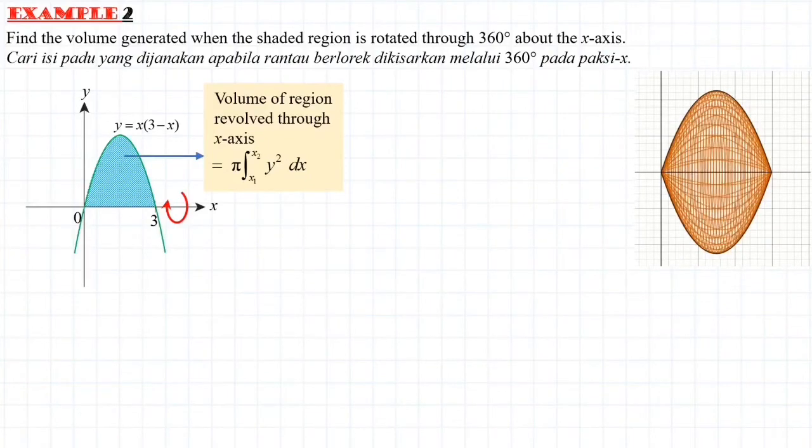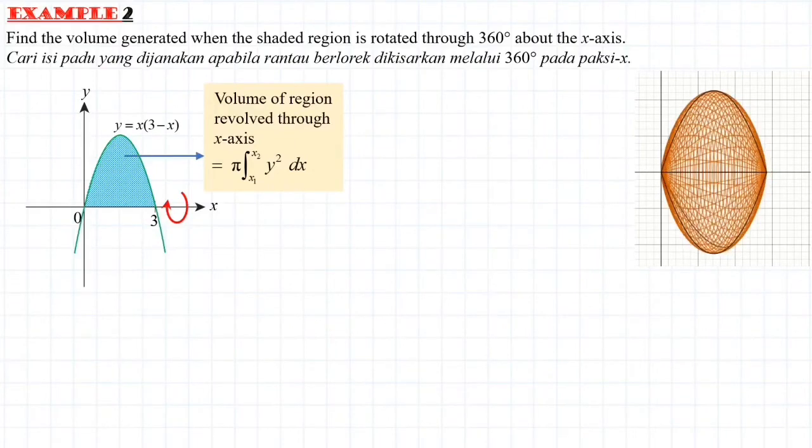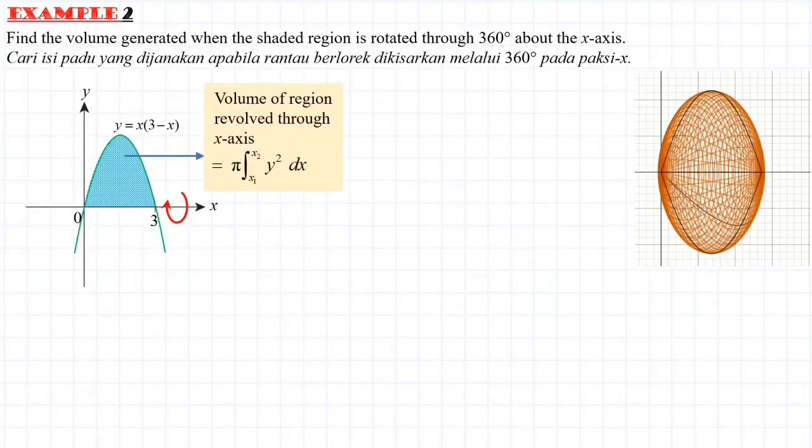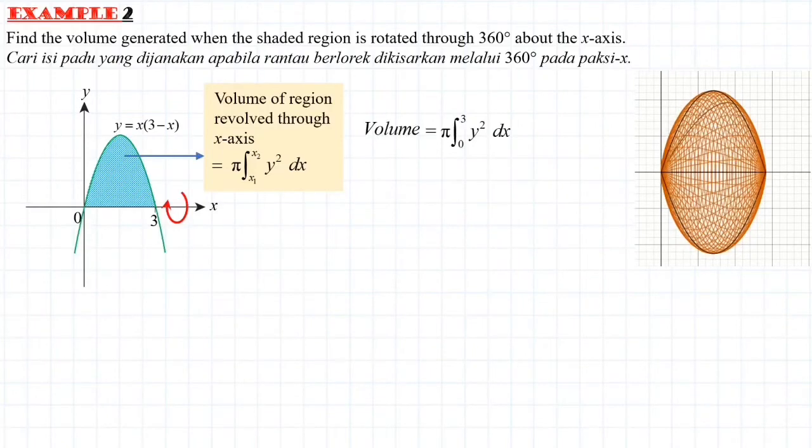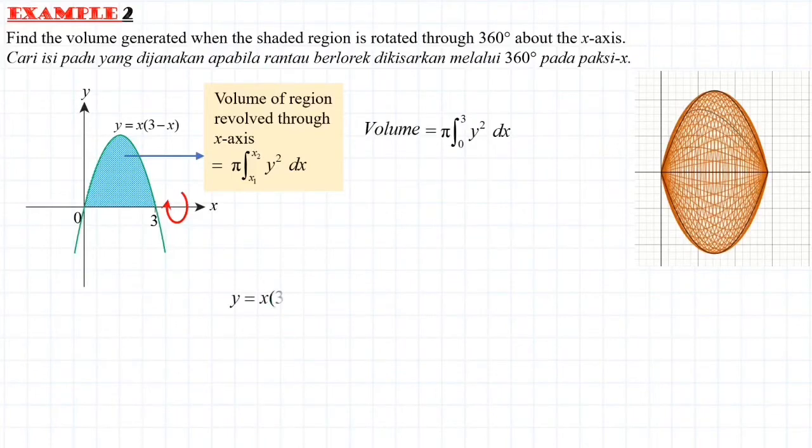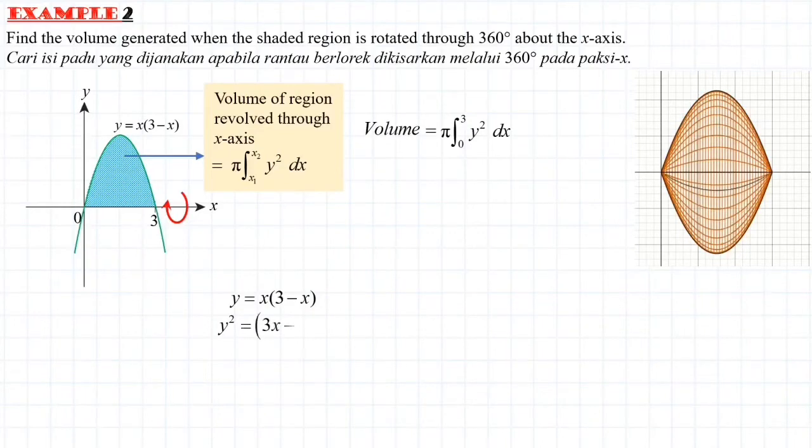Okay, so the volume generated will look like the shape given in the diagram in chocolate color. So the formula is still the same. Pi integrate from 0 as the lower limit and the upper limit is 3. Then you have to make sure you square your y. I think we have 3x minus x squared.